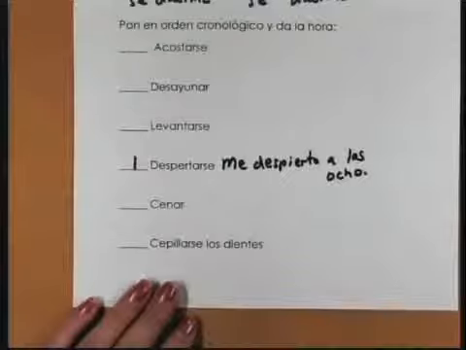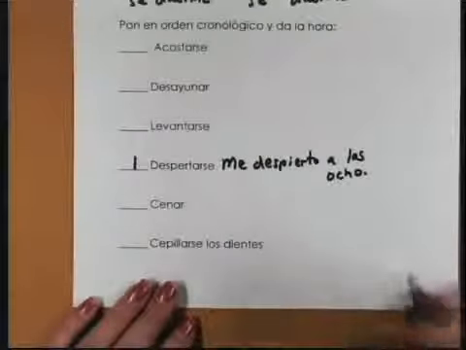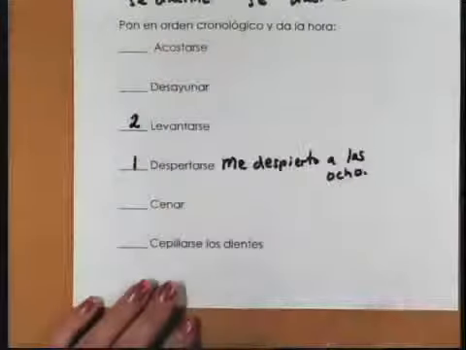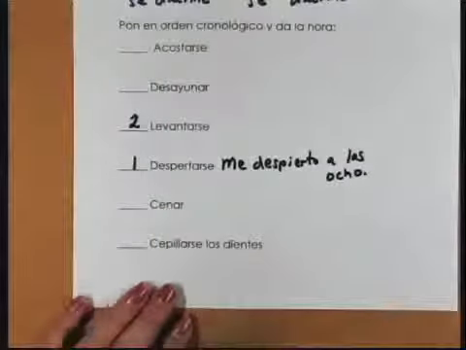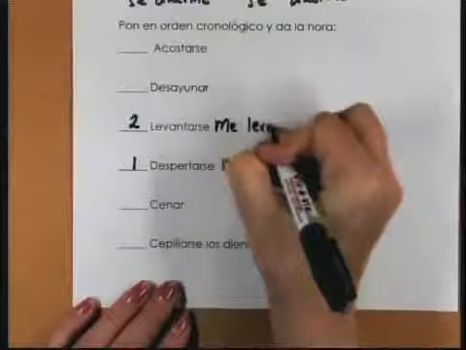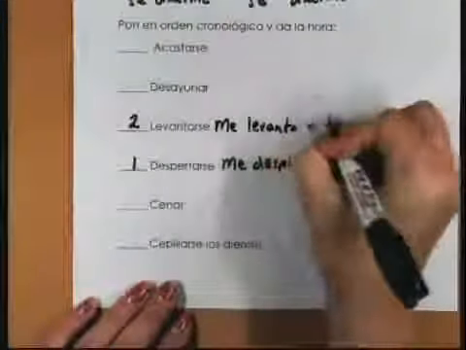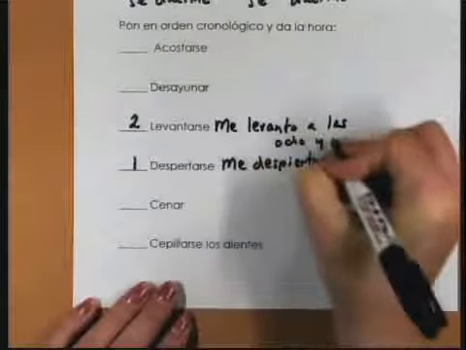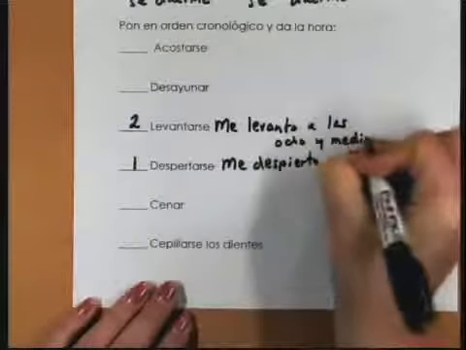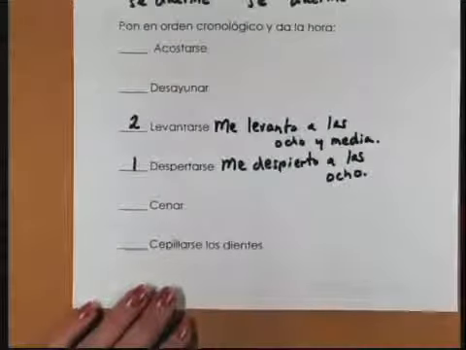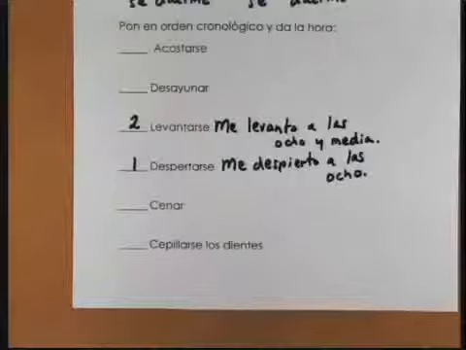Okay, after you wake up, logically the next thing, la próxima, es levantarse, to get up. So conjugate the verb, me levanto a las 8:30. I get up half an hour later, a las 8:30 de la mañana.